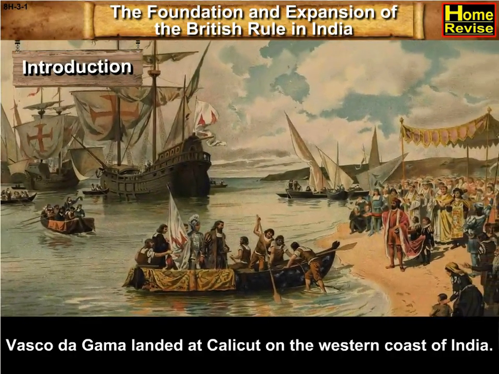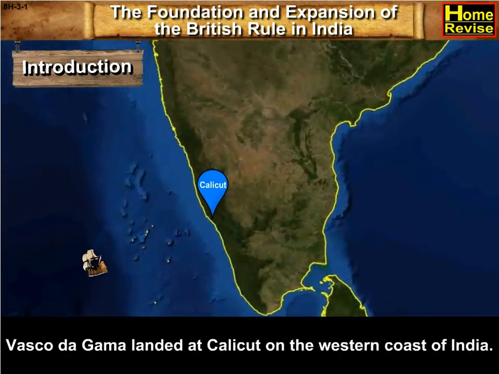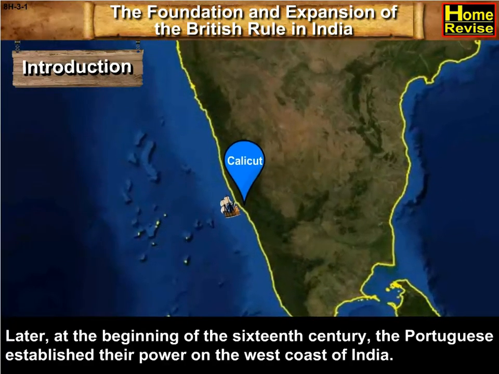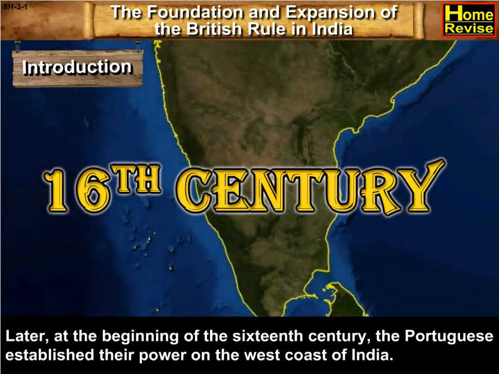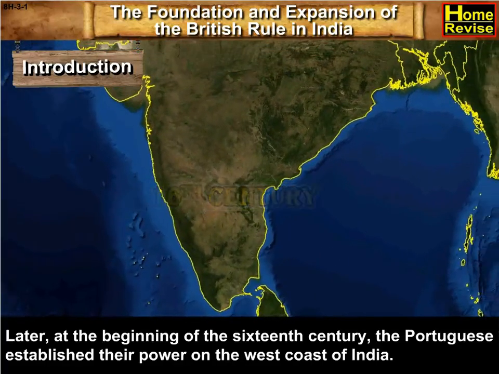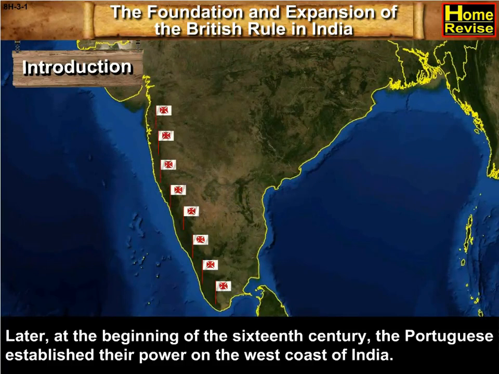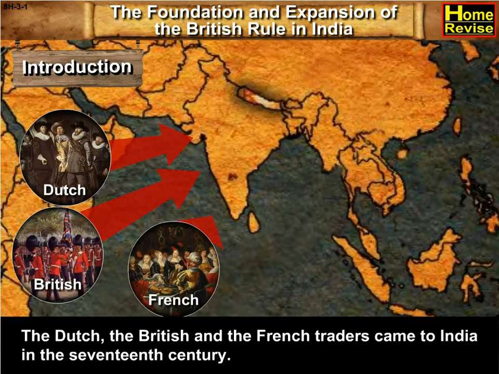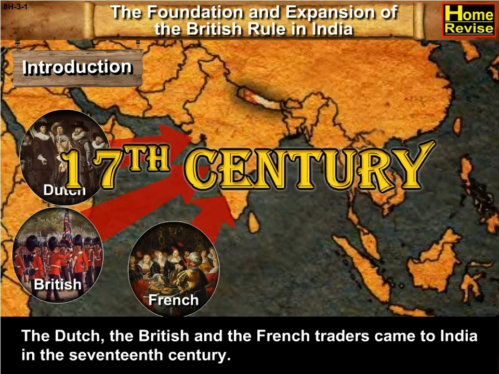Vasco da Gama landed at Calicut on the western coast of India. Later, at the beginning of the 16th century, the Portuguese established their power on the west coast of India. The Dutch, the British, and the French traders came to India in the 17th century.